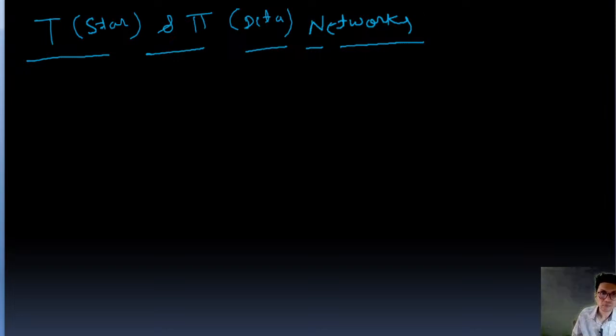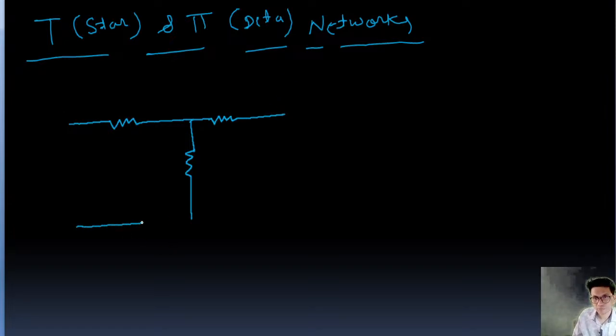So T and pi network. I'll make a T network first. So this is like this. This is the T network, guys, and the pi network is going to be like this.